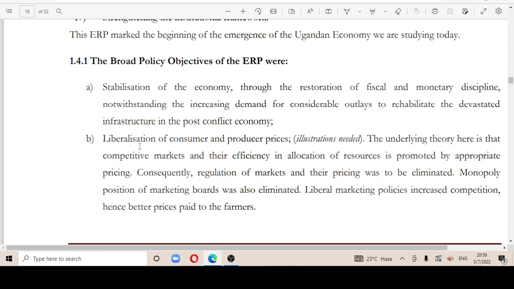Then we are looking at the liberalization of consumer and producer prices. So the monopoly position of marketing boards was eliminated, and liberal marketing policies increased competition, hence better prices paid to the farmers.